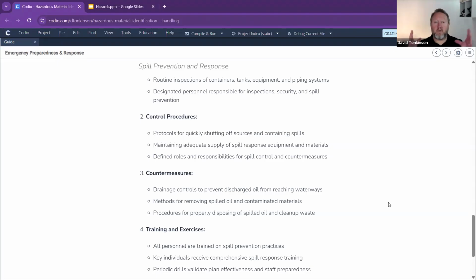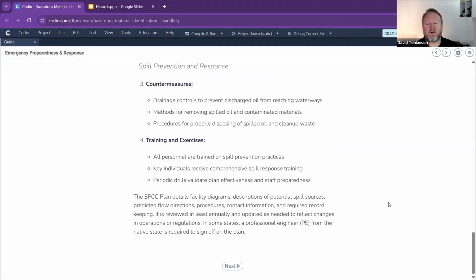So once we basically controlled it, we have our control procedure. We then basically need to use countermeasures. So drainage controls to prevent discharge from oil into the water courses. So we can shut drainage off. We can remove the spilled oil. We can use containment measures in there. And then we can look at mopping it up and disposing it.